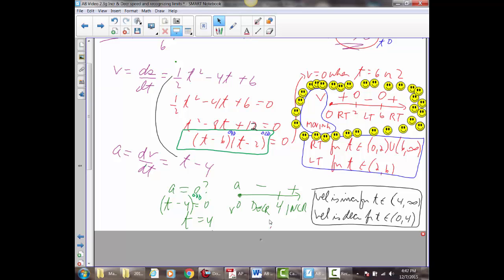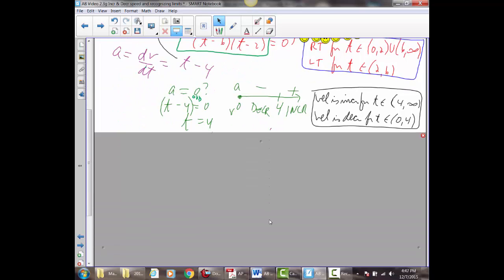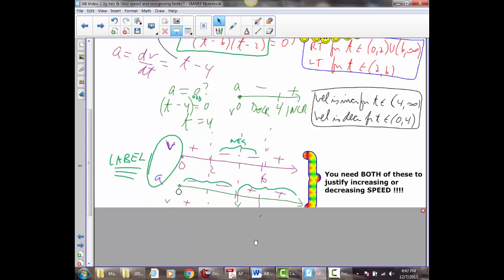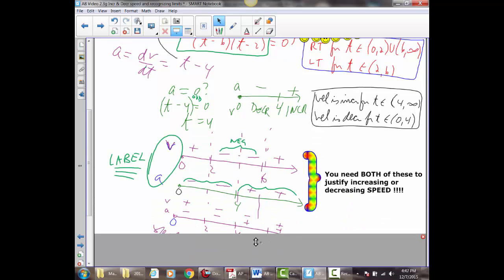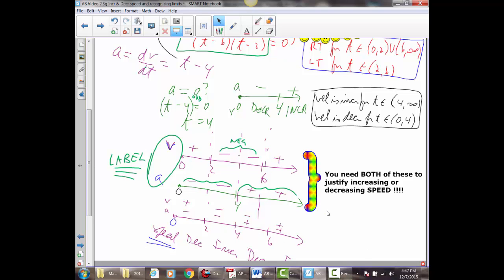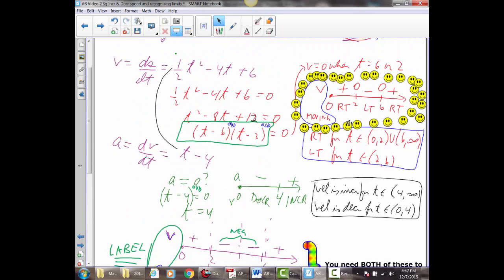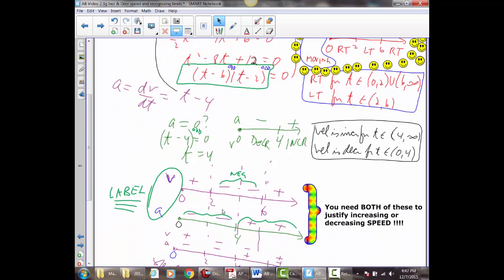The last question asks you about the speed, and we need both the velocity and the acceleration to do that. Okay? So here's what we're going to do. You can make two separate number lines if you like. One for the velocity, one for the acceleration. So I'm just copying basically this number line right here, which is for velocity. Starts at 0, there's points at 2 and 6, and it goes plus, minus, plus, right? So 0, 2, 6, plus, minus the whole time between 2 and 6, and then plus.